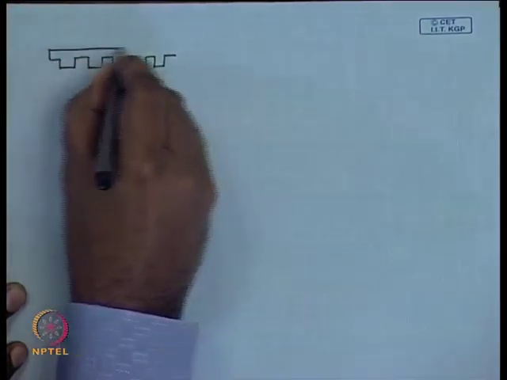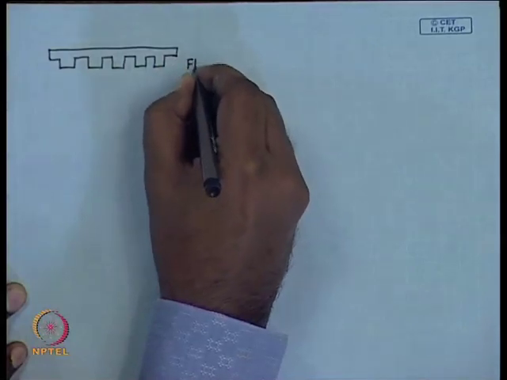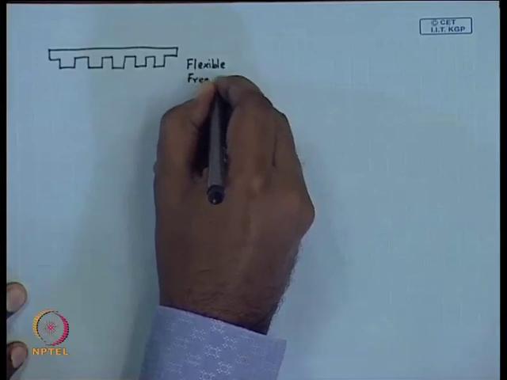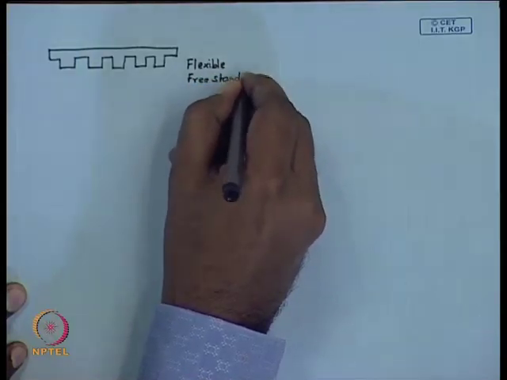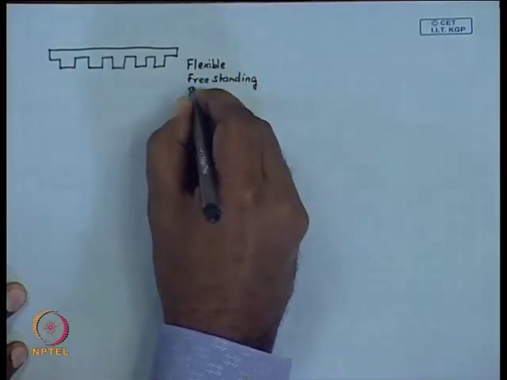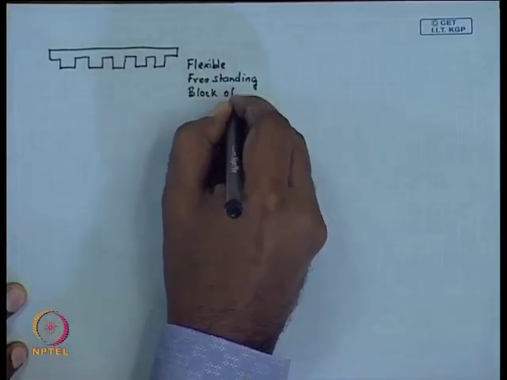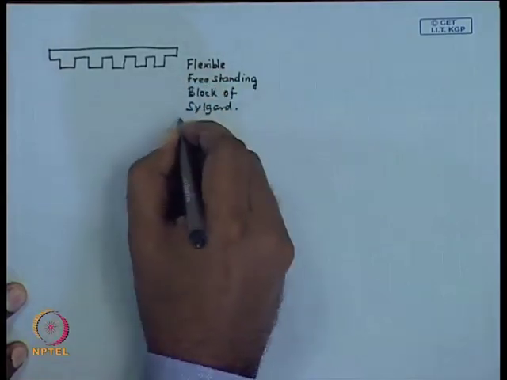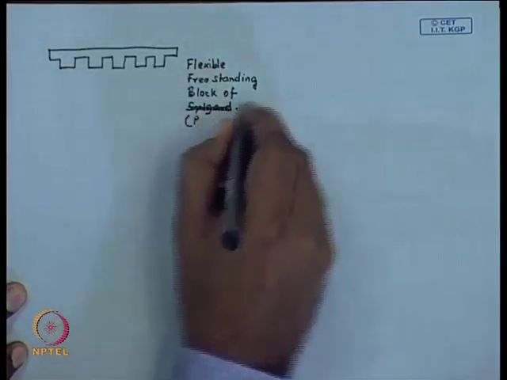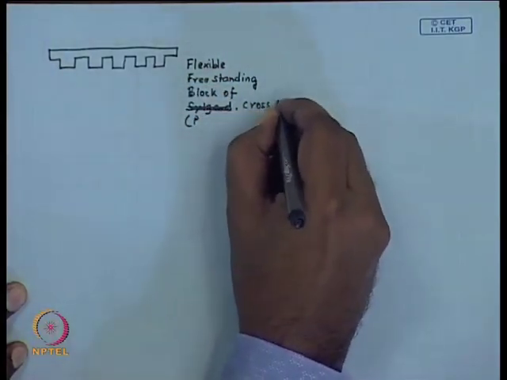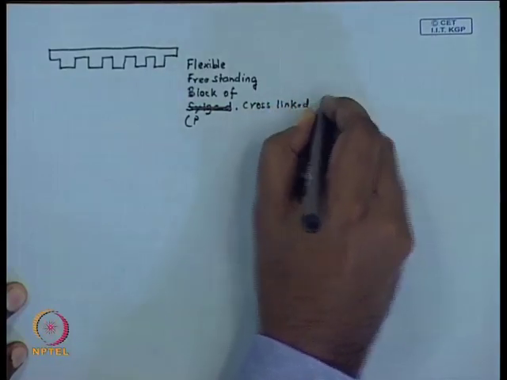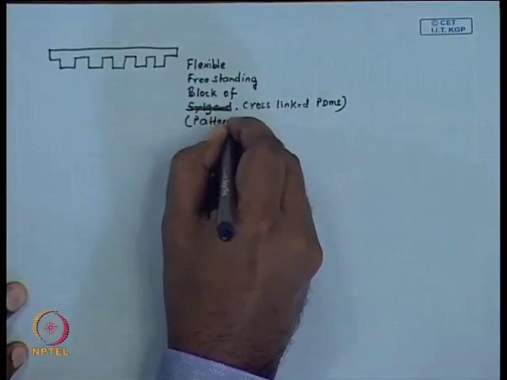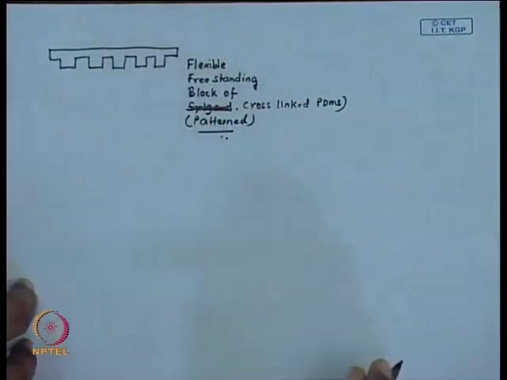So, once you understand replica molding, that allows you to have a flexible, freestanding block of Sylgard, which is patterned of course, or of cross linked PDMS, and one side is patterned.